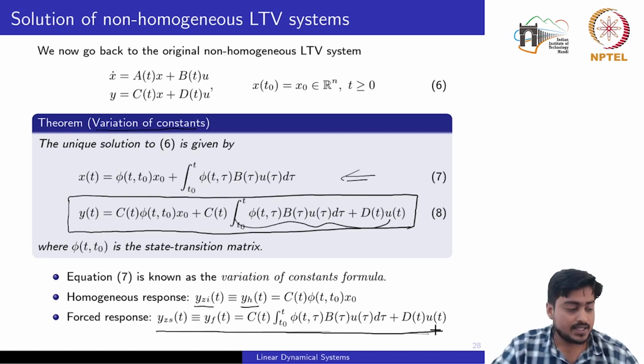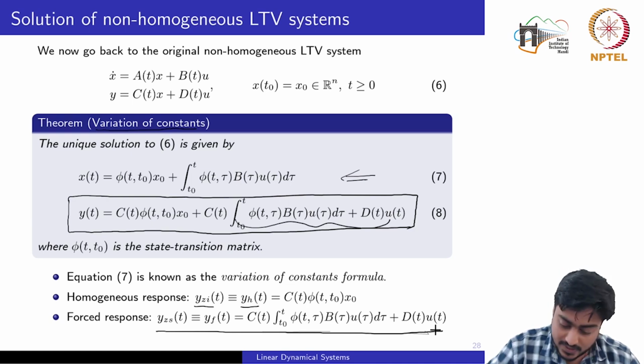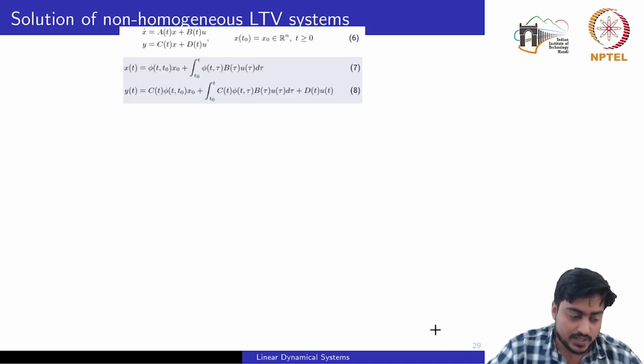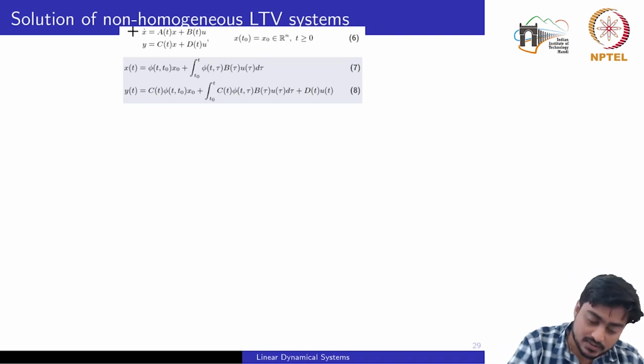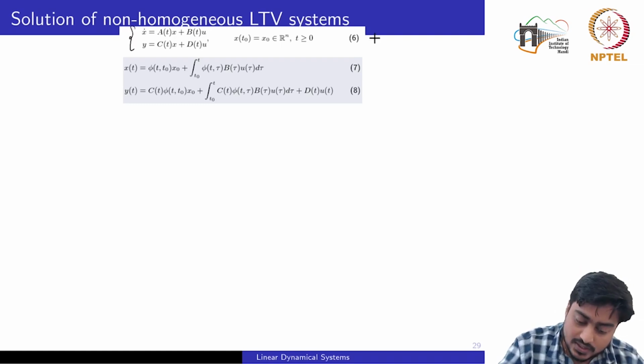We will see the relationship between the impulse response and the state space representation of the time varying system. Because this is an important result, we will go through the proof very quickly, to check whether this x of t and y of t is a solution of this LTV system. We just recall the previous equations, because we are going to use these three equations in the proof.